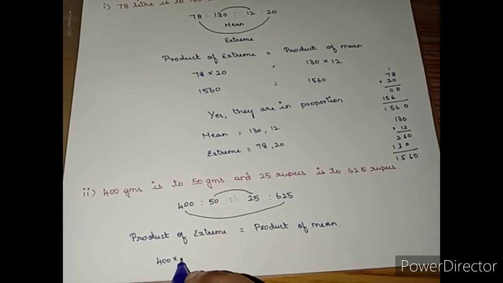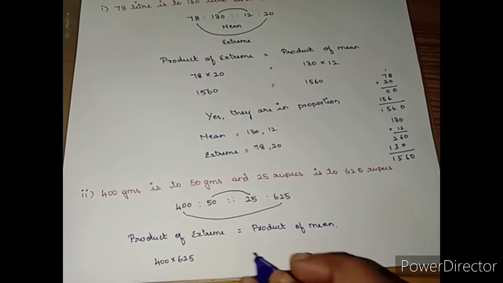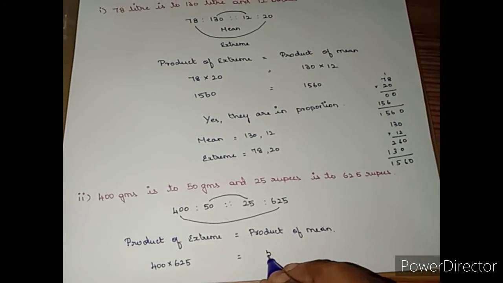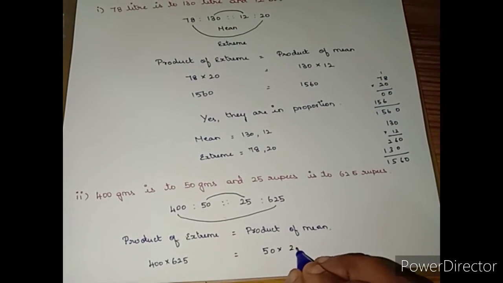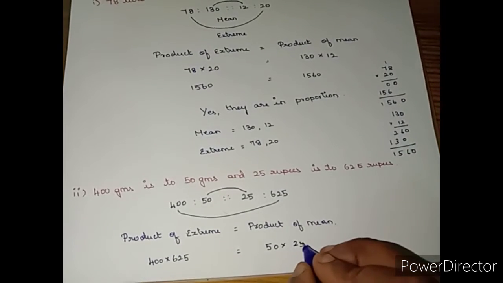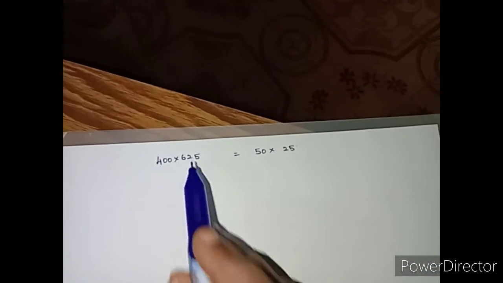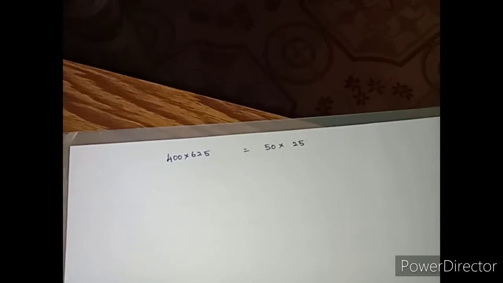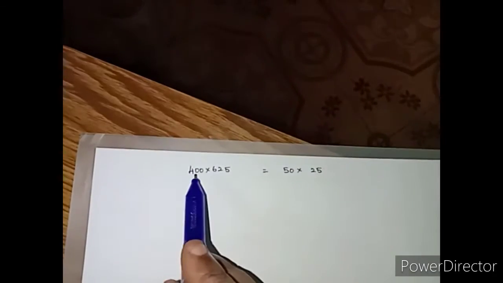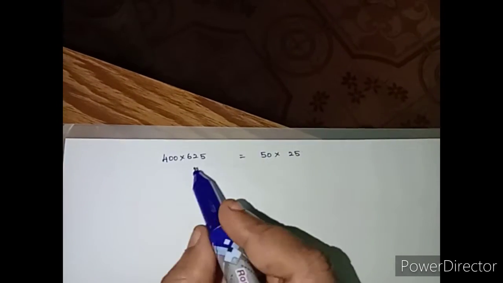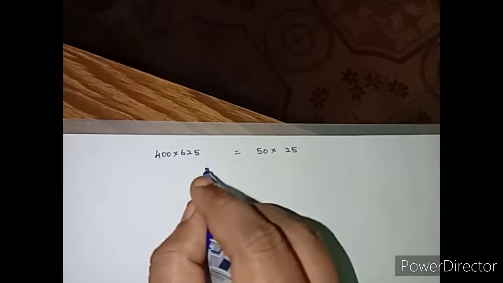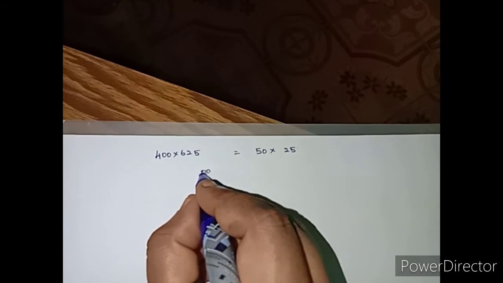400 into 625, 50 into 25. We'll continue. Yes, so 400 into 625. So we'll go with the simple multiplication now. We have two zeros here. We'll just multiply with 4 first. So these two zeros, I'm just adding it here.